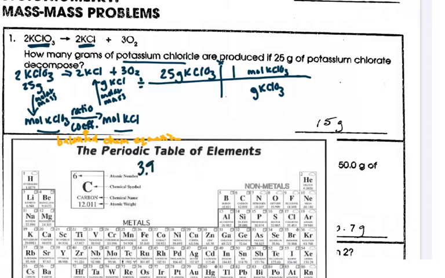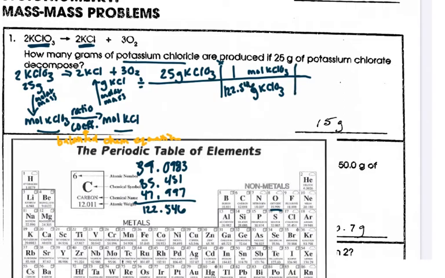Potassium is 39, not 3.9. It's 39.0983. Chlorine is 35.451. And then oxygen is 15.999 times 3, because I have 3 of them, and the 15.999 came from the periodic table. That gives me 47.997. So I'm going to add all 3 of those up, and I get 122.546. So that's what goes here, 122.546.